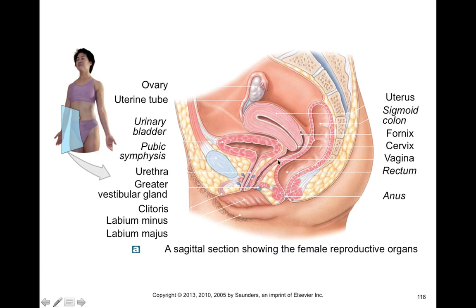Now, the vagina here is lined on the inside with a stratified squamous epithelium, which is tough. We also have smooth muscle that lines the walls of the vagina, and some fibrous tissue outside of that that's also rich in elastic fibers for stretch.